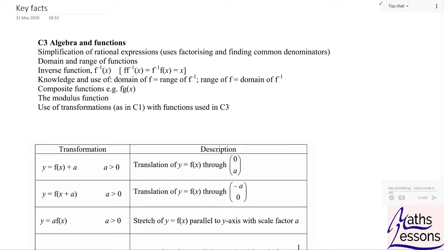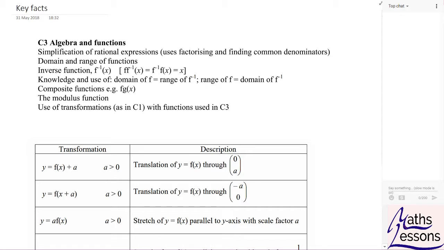Hi, here's the next in our series of live streams, and on this one we're going to be concentrating on functions from C3 and parametrics from C4. So we start off with looking at the C3 functions page, and there's quite a lot of facts you need to know about functions. Okay, so you need to be able to simplify rational expressions using factorization and other methods.